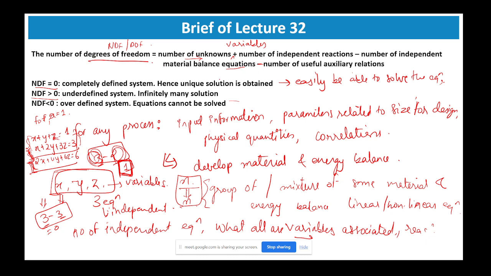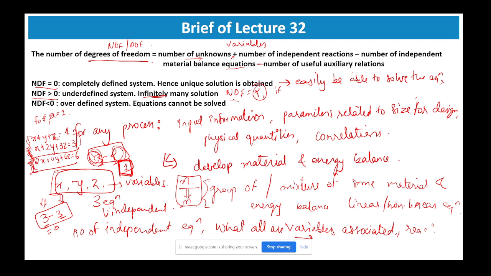So if you have NDF equals 2, it means that if you provide values for two variables externally or manually, then the system will get completely defined and you will be able to solve it, or otherwise there can be n number of possibilities.